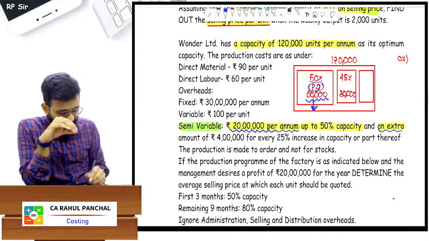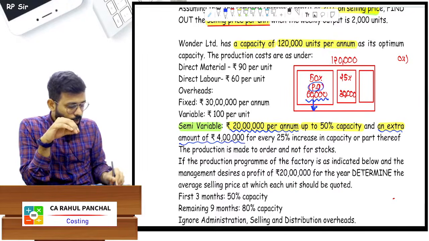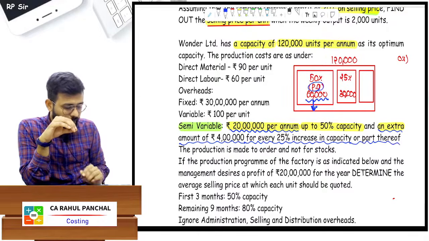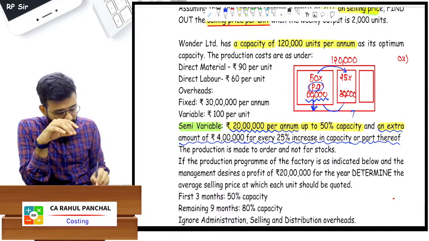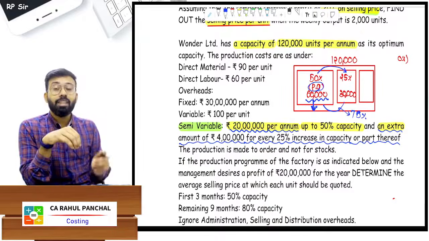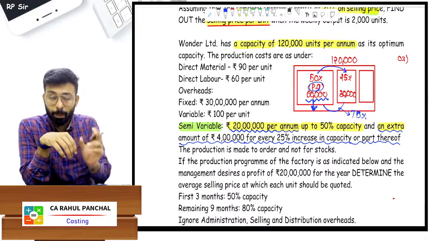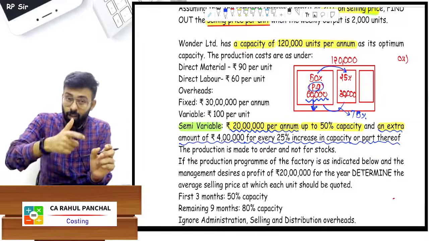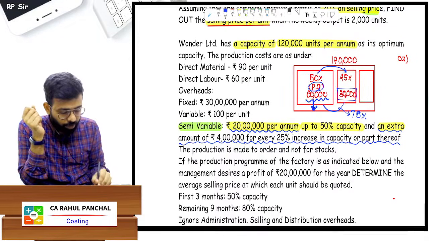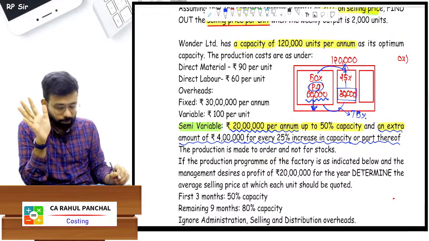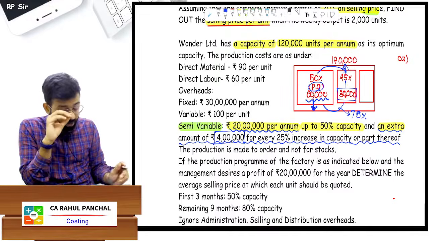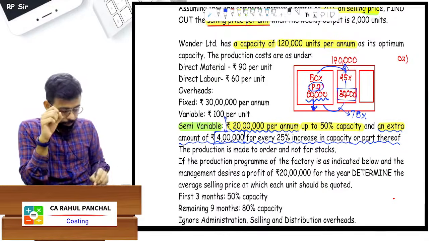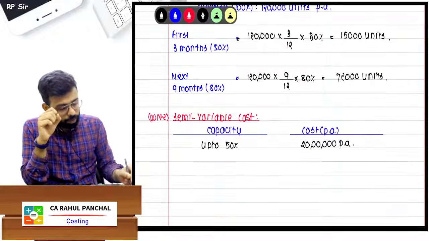But an extra amount of 4 lakh for every 25% increase in capacity or part thereof. It means if I want to increase my capacity by 25%, let us say I want to work at 75% of the capacity, I will have to buy one more machinery, which can give you 30,000 as output, which is nothing but 25% of my total capacity. But with the higher charges for that machinery, the maintenance charges and all that combined, you will have to incur 4 lakh rupees extra.